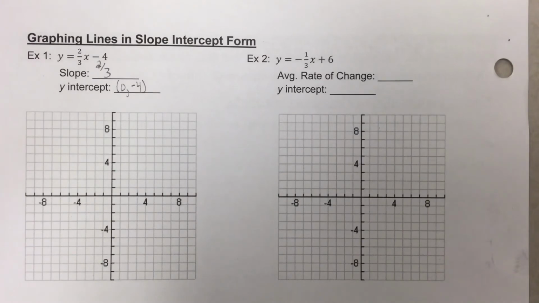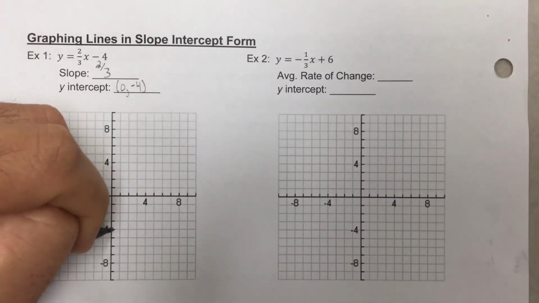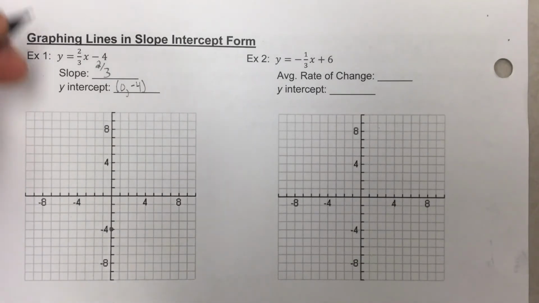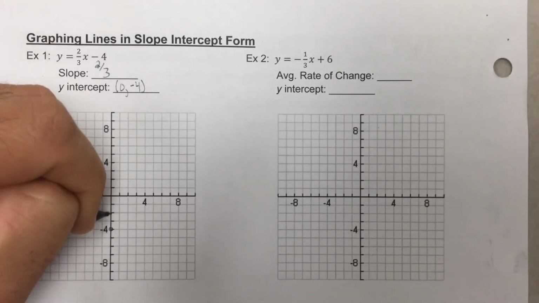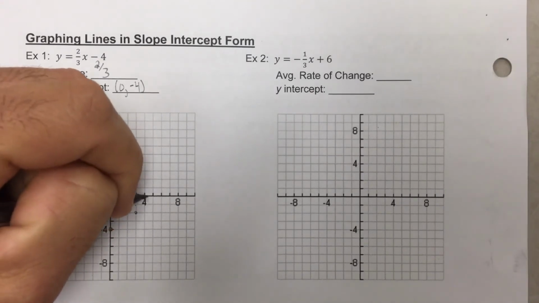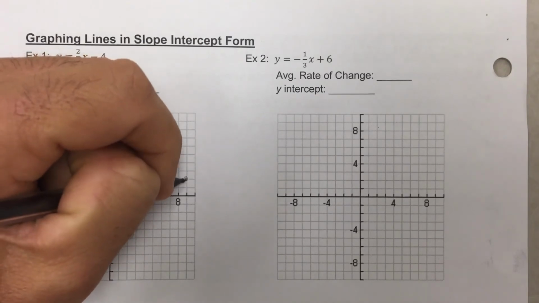And then when I go to graph that, I need to plot my y-intercept first. That's kind of our starting point. So (0, -4) is right here. And then we do our rise over run. So I'm rising 2, and running 3. Rise 2, run 3. Rise 2, run 3. And you really do it to fill up the whole graph.